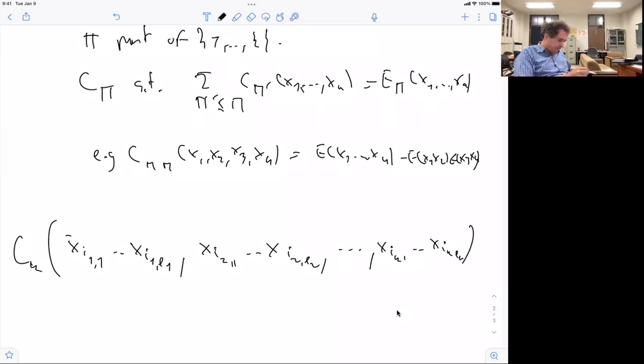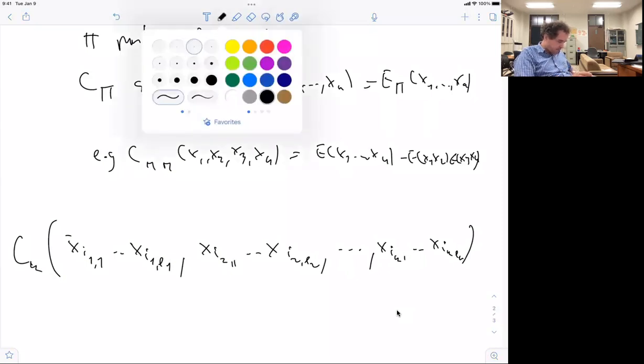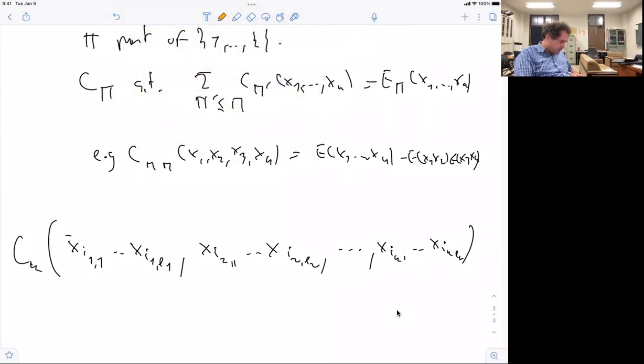So yeah, maybe I should have said that this is probably known to many people, but it is known that C pi is actually a product over the blocks of the partition of some function which just depends on the cardinal of each block. So basically we can define the cumulants just with a sequence indexed by integers, which is this sequence which I'm taking here. So somehow there is no loss of generality between here and there.